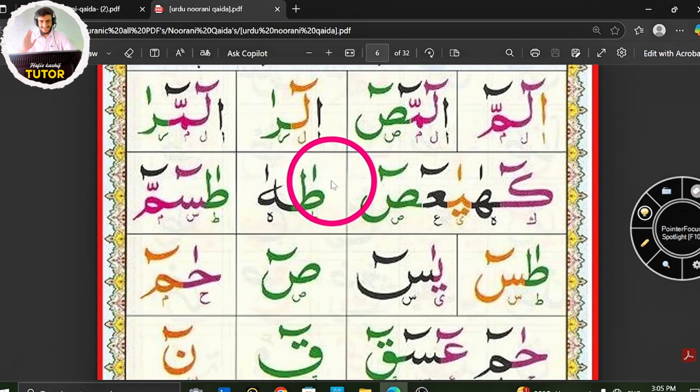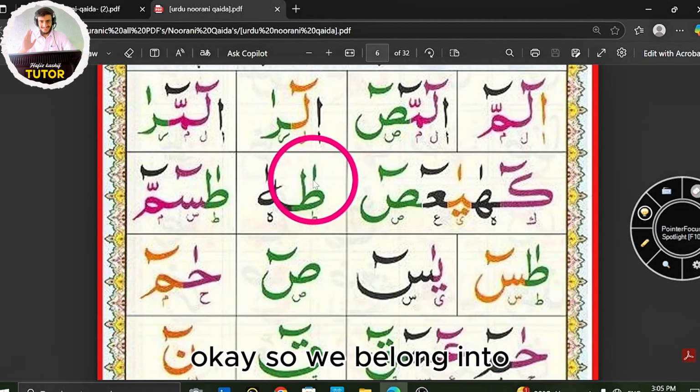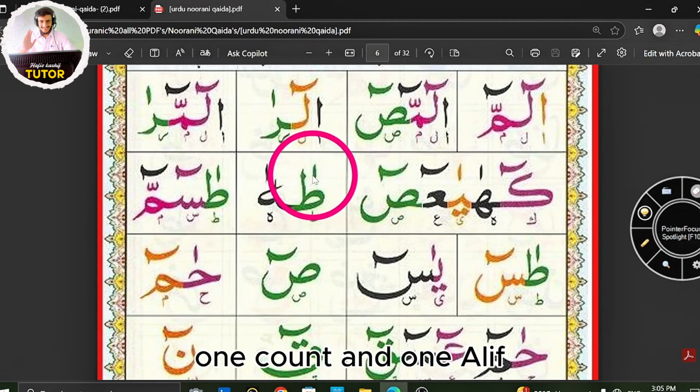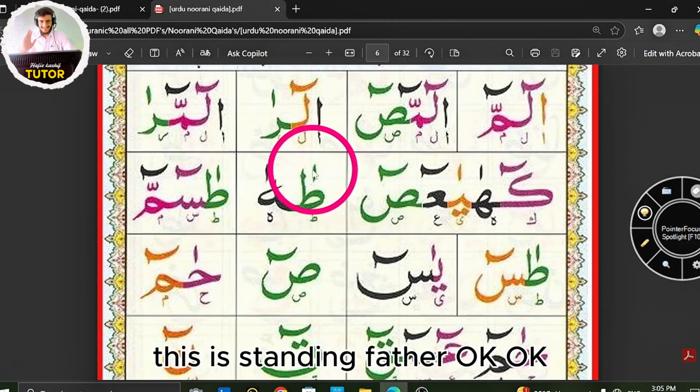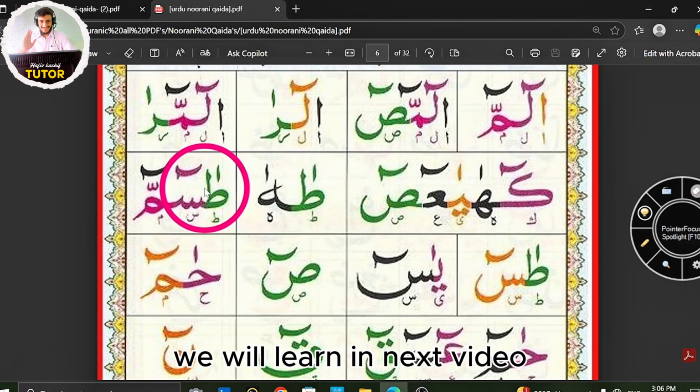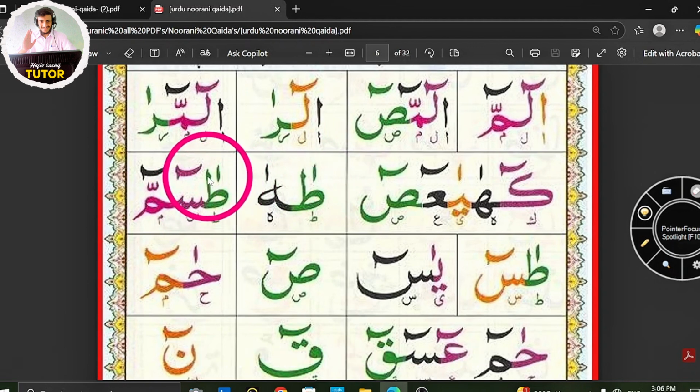This is standing fatha, okay? So we prolong it into 1 count, 1 alif. This is standing fatha, okay? We will learn it in the next video.